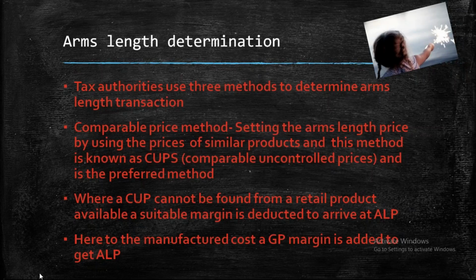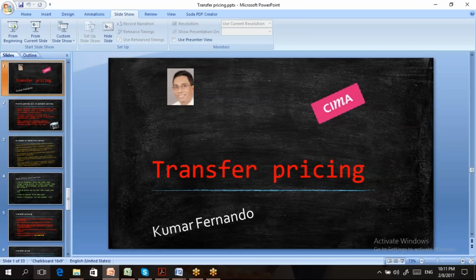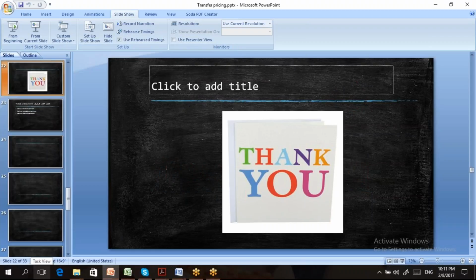So with arm's length, basically we look at the comparable price and then try to work to that. So this is simply what we need to know a little bit about transfer pricing.